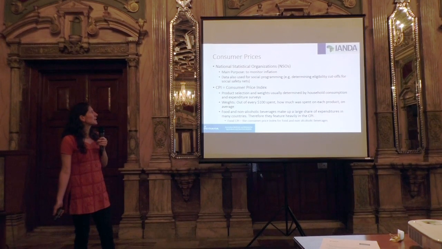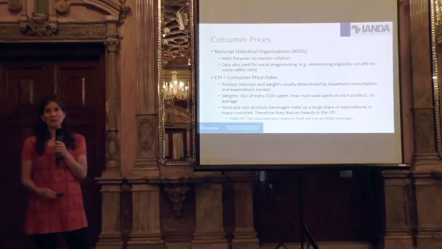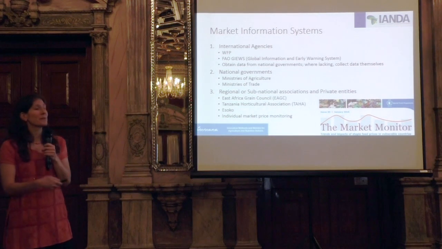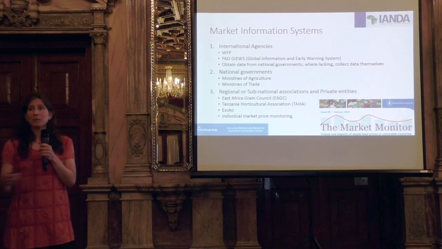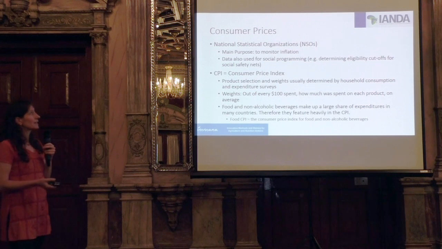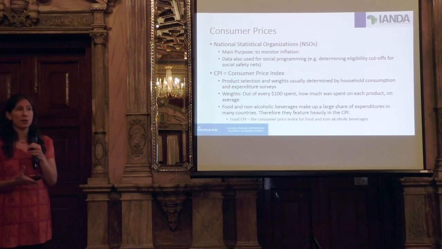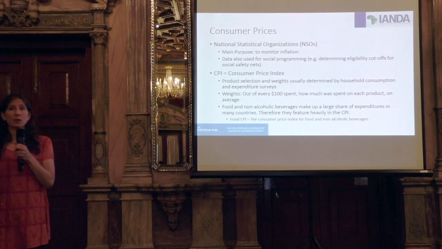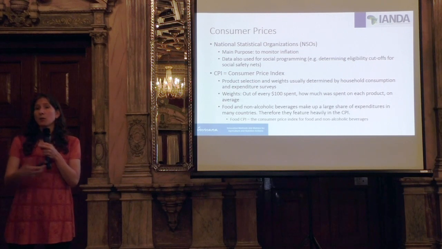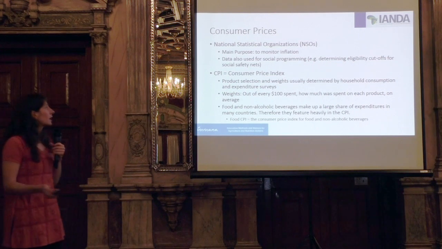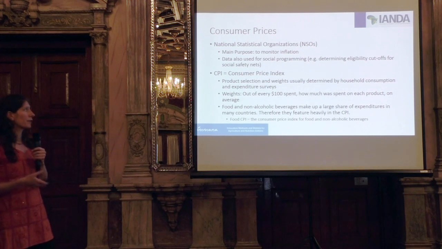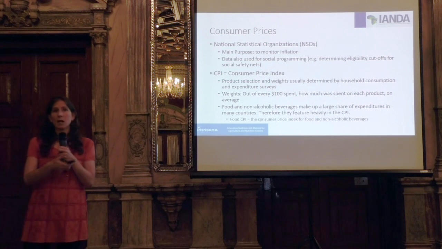So one of the things collected by the National Statistical Organization is consumer prices, which is a different set of prices than agricultural prices collected in markets. They overlap to some degree, but it's a different purpose and a different methodology, and not necessarily the same food list. So the Consumer Price Index determines which products they monitor by household consumption and expenditure surveys. They basically use those surveys to say, what are people actually spending their money on? And then we need to monitor the prices of those things to track inflation. They also determine weights from those expenditure surveys, so out of every $100 spent, how much was spent on each product.